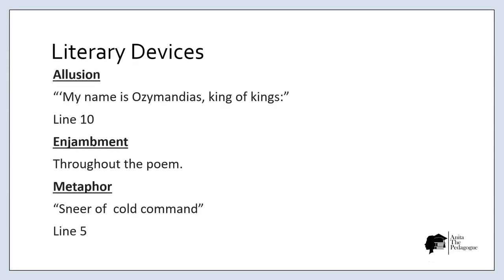Again, as previously mentioned, there is also allusion. The poem is an allusion because it recounts or describes Ozymandias, the ancient king of Egypt, and throughout the poem we see enjambment. Also, we can talk about metaphor, the sneer of cold command. The sneer of cold command talks about his stern rule or his oppressive leadership, so to say.